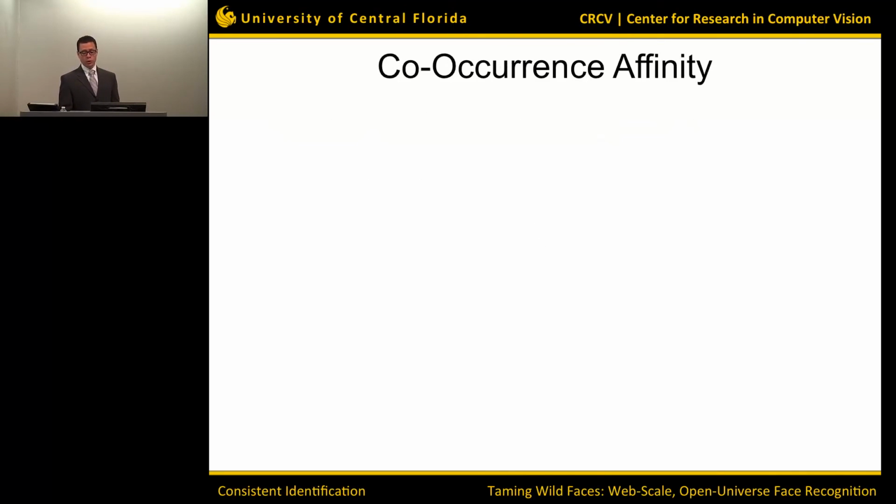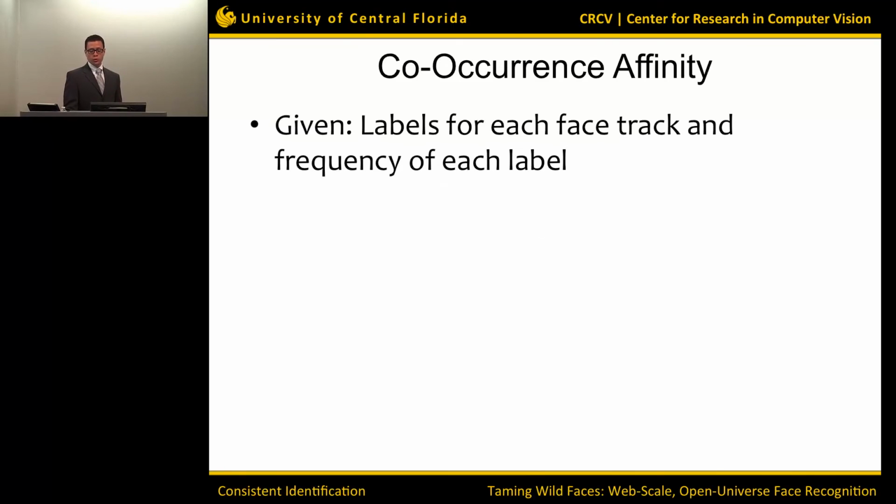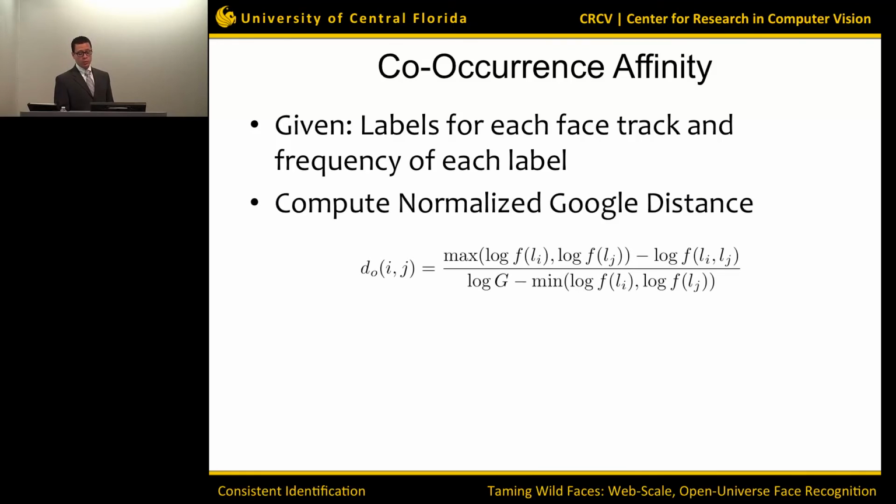Next we look at the label affinity, and we also use the output of MSSRC, where we look at the labels for each face track and the frequency of these labels in this particular scene. We compute a normalized Google distance, which encodes the frequency of these labels and the co-occurrence of the labels. Essentially, if they co-occur often, then you should increase their edge.